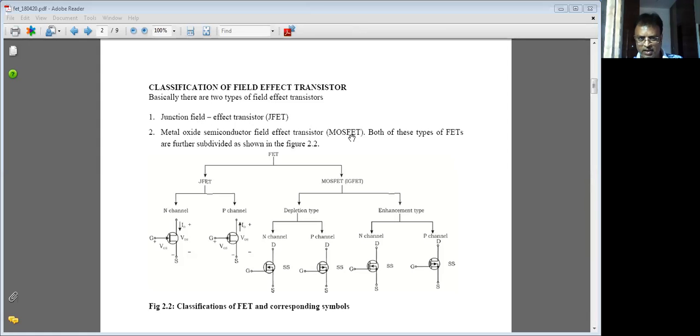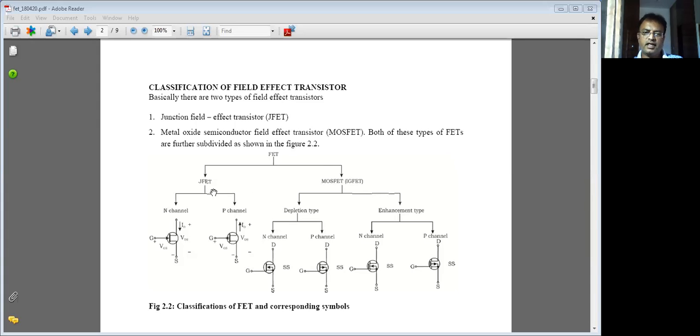In short, MOSFETs. So FETs can be classified as JFETs and MOSFETs. Majorly JFET and MOSFET. Initially, we will study JFET. In the later classes, we'll study MOSFET. MOSFET is nothing but metal oxide semiconductor field effect transistors.